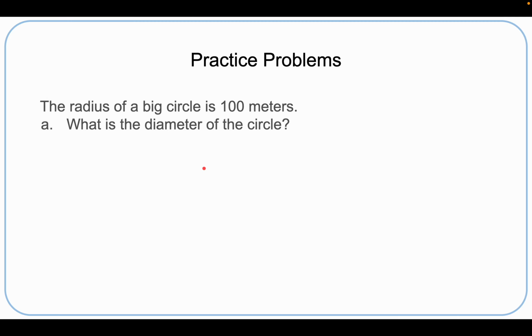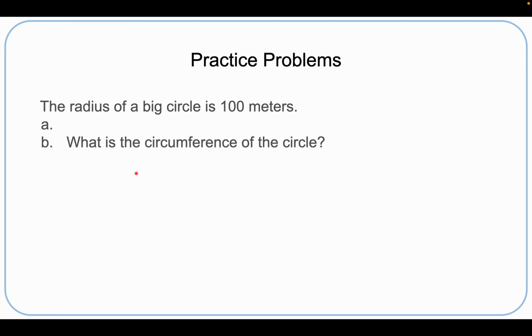Okay, the radius of a big circle is 100 meters. What is the diameter of this circle? Okay, this one's easy enough. Diameter is always double the radius, so diameter is going to be 200 meters. Put m for meters.